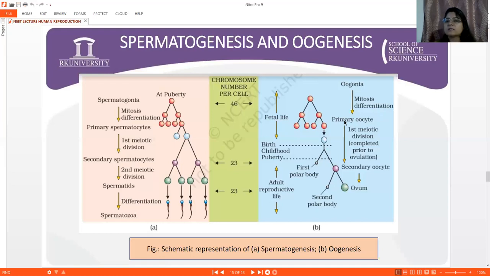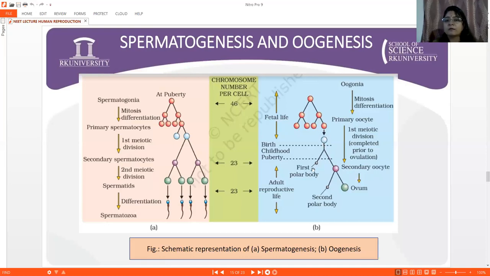And after that, there is adult reproductive life. So here, what happens? The primary oocytes are already there inside the fetal life. After that, the first meiotic division takes place. It is completed prior to the ovulation process. Okay. After that, what happens? The secondary oocytes are formed.